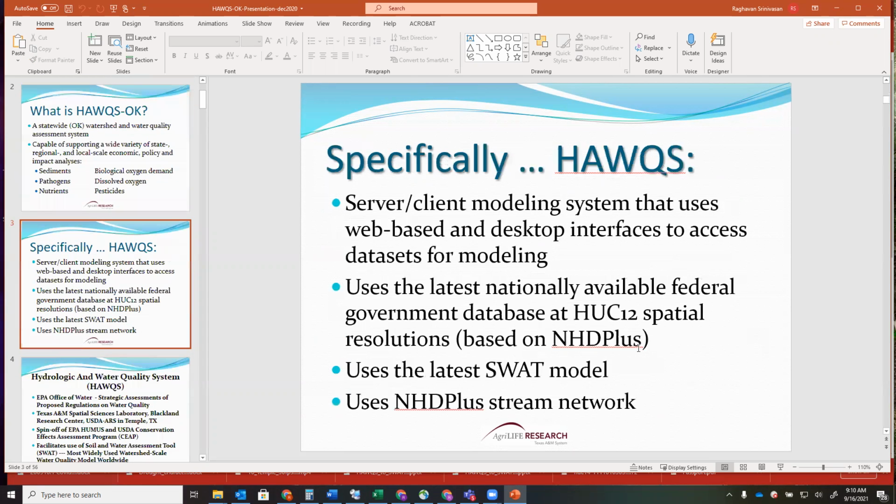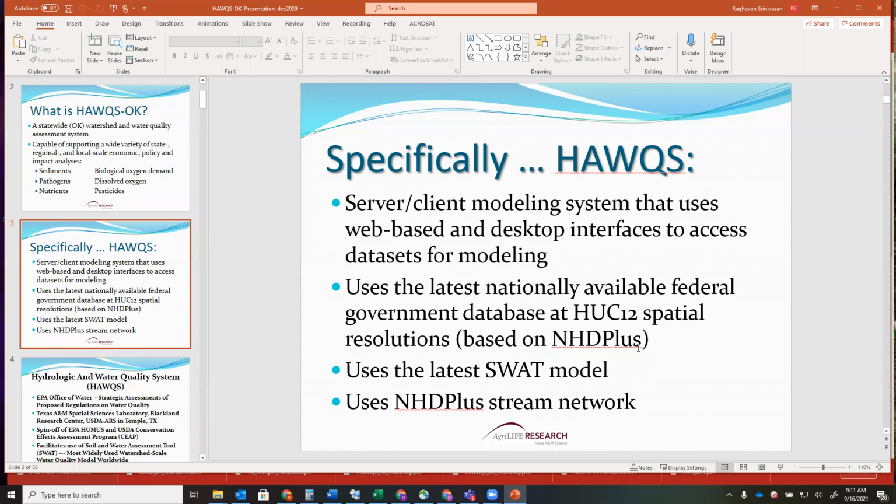Specifically, HAWQS is a server-client modeling system that uses a web-based interface, so you don't have to have any high-end computing on your end. Everything is done on the server side. You may be able to even use a tablet or a smartphone to access it and submit your job, and you can walk away. When the job is completed, it'll send you an email if you requested one, so that you can come back and continue. You don't have to be logged in or constantly on the system to use the HAWQS system.